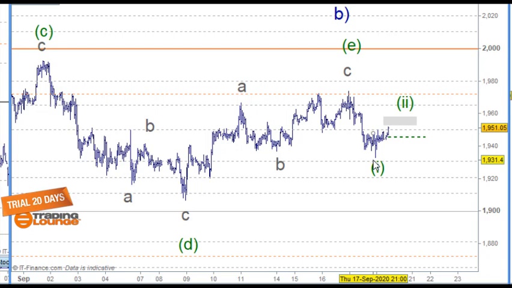So it's all pretty good. This count would be valid unless this high would be taken out here. So if this high is taken out, then we can go long from that point.